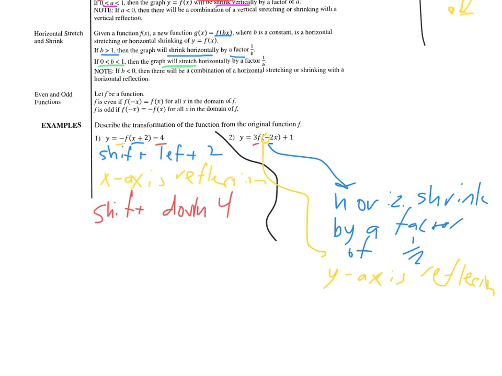So we have a 3 multiplying out front. Now, multipliers outside are vertical stretches or shrinks. But since this number is greater than 1 and we're outside, it's going to be a vertical stretch by a factor of 3.